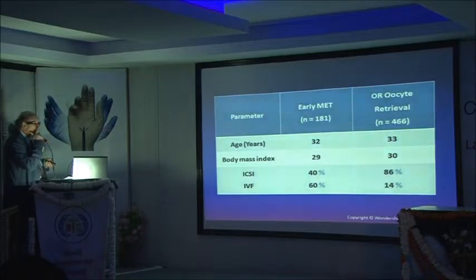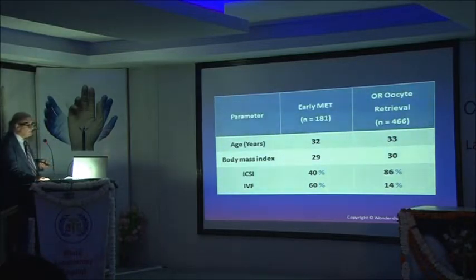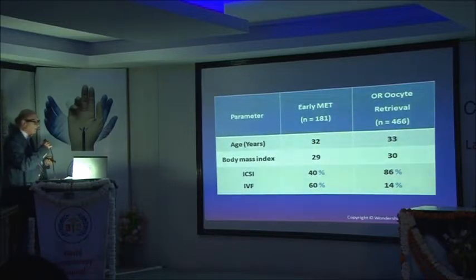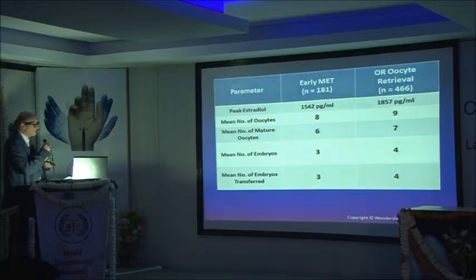Now these are the parameters of the study: two groups, early MET and late MET, the oocyte retrieval MET. The age is the same, 32, 33, body mass index the same, ICSI 40% in the early group and 86% in the oocyte retrieval group. Peak estradiol was almost the same, 1.5, 1.8. Mean number of oocytes, 8 and 9. Mean number of mature oocytes, 6 and 7. Mean number of embryos, 3 and 4. Mean number of embryos transferred, 3 and 4. So they are almost the same group.